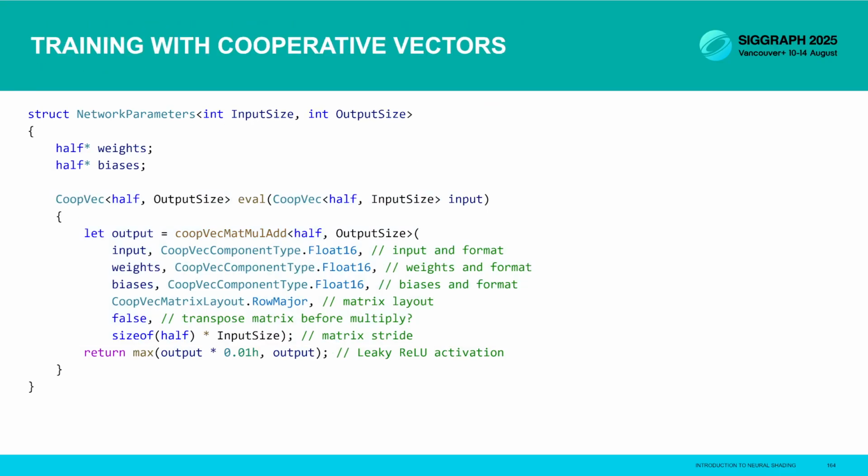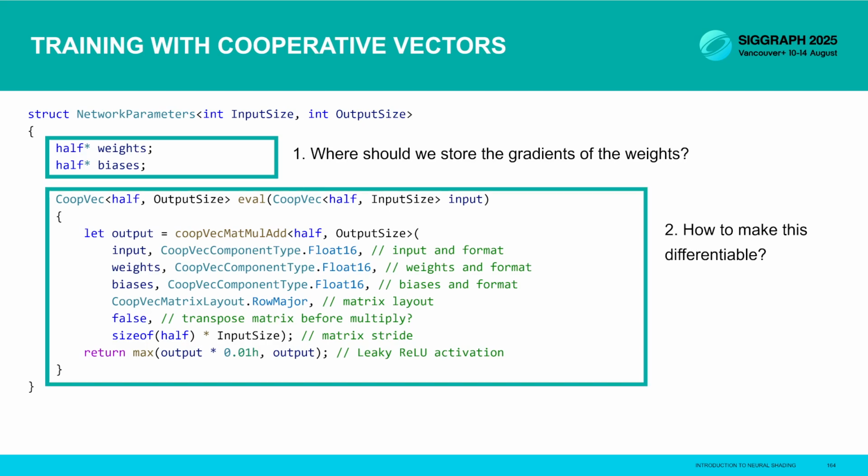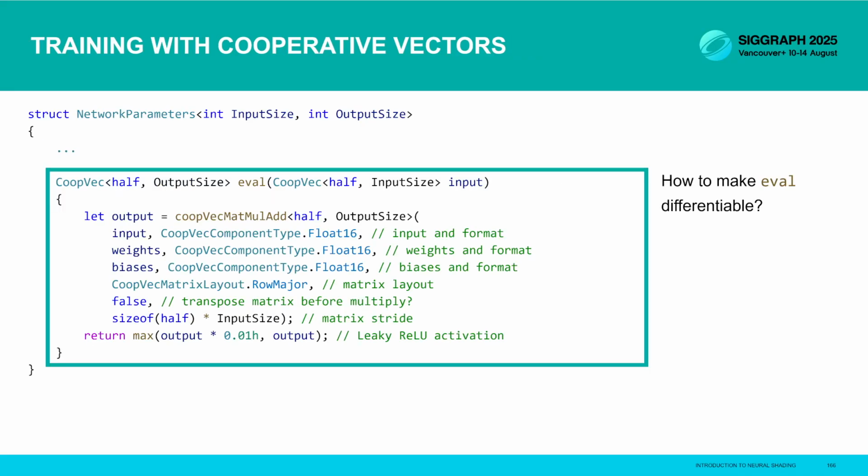The nice thing about cooperative vectors is that they can also be used to speed up training neural networks. To implement training, we need to address two issues. One, we need a place to store the gradients of weights and biases. And two, we need to make this eval method differentiable so it can be integrated with the remaining code through autodiff. The solution to the first issue is easy. We just add additional fields to point to the memory location that we can write the gradients to. Making the eval function differentiable is a little more involved. We have two challenges here.